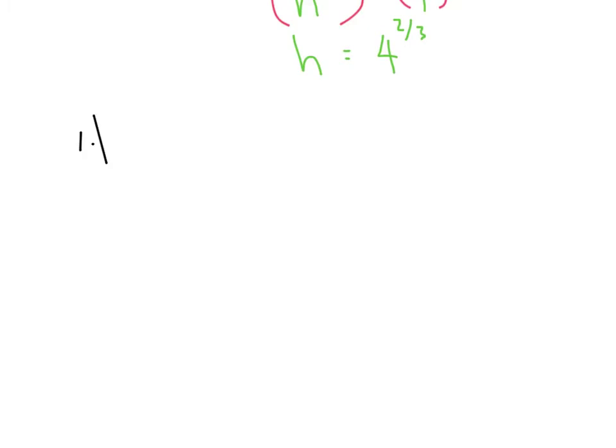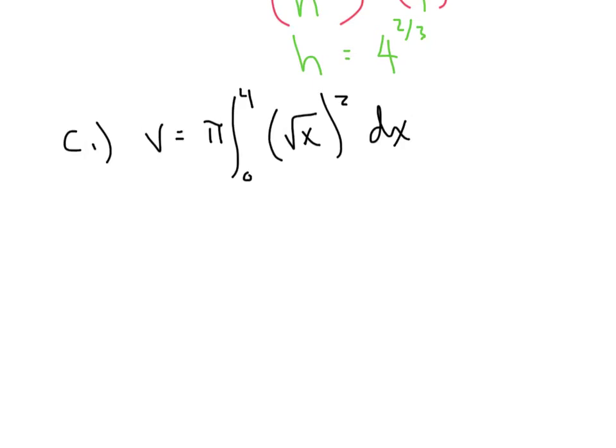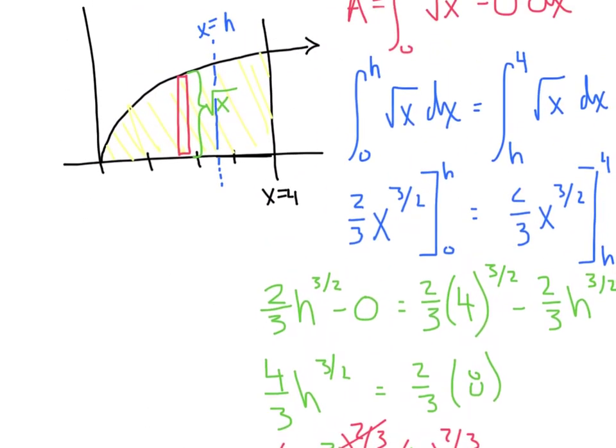For part C, we're going to say the volume, because it's a disk, we're just going to go from 0 to 4 on the x-axis. We've got our one single radius. We're going to wrap it up and square it. And that really turns out to be a nice problem to work. Let's go back and take a look at D here.